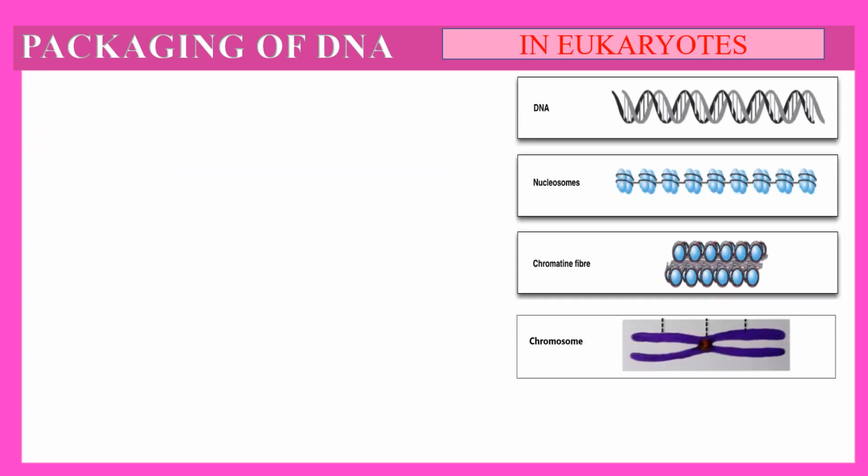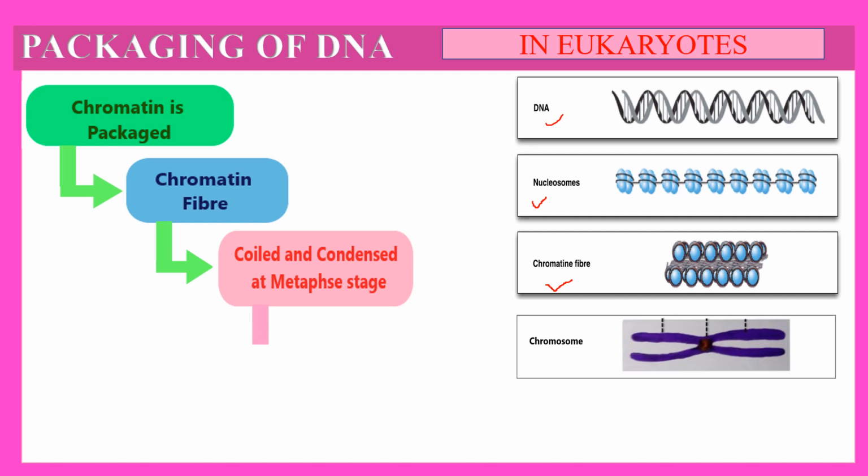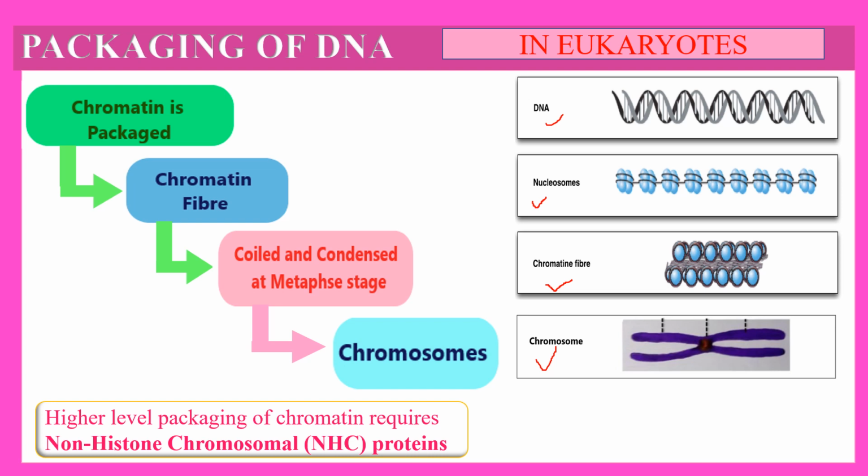The DNA is wrapped around the histone octamer to form a nucleosome. Many nucleosomes are arranged as beads on a string to form a chromatin. Chromatin is further packed to form chromatin fiber. Chromatin fiber further condenses to form a metaphase chromosome. For this higher level of packaging from chromatin to chromosome, it requires some non-histone chromosomal proteins.